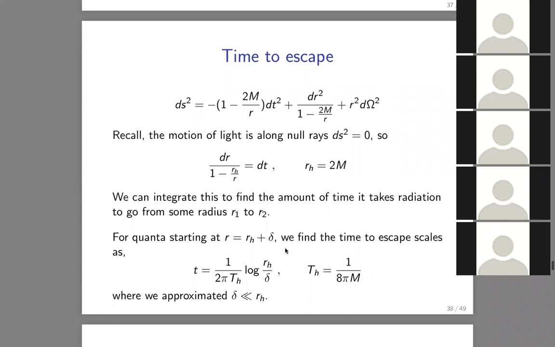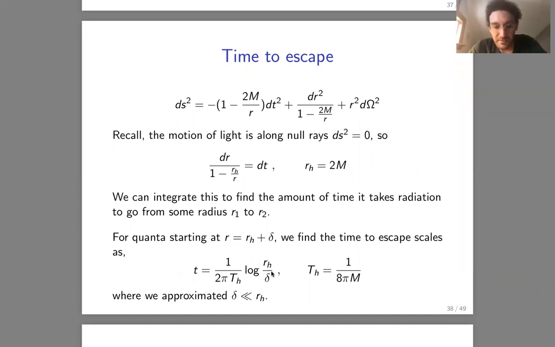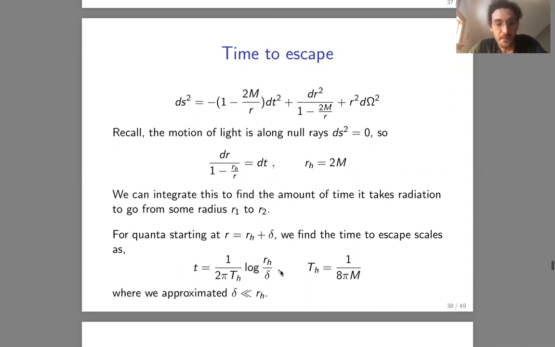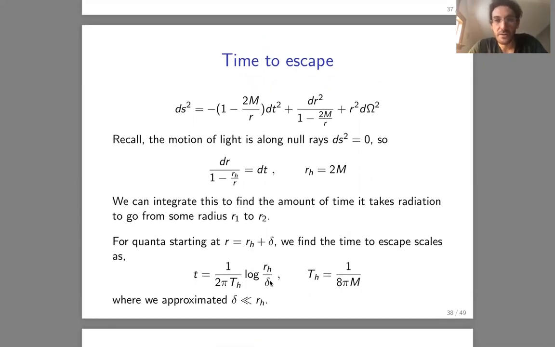We're interested in quanta that start, to get a nice formula, close to the horizon, at rh plus some delta, and the escape time scales like this: one over the temperature of the black hole times the log of the ratio of the horizon to delta. Really, the relevant part is log delta. So that's a simple and correct formula for the escape time.